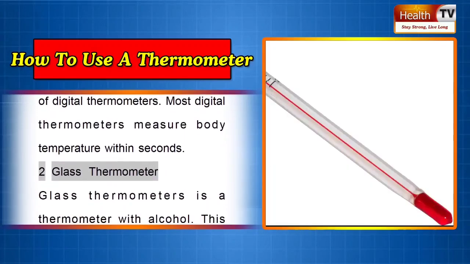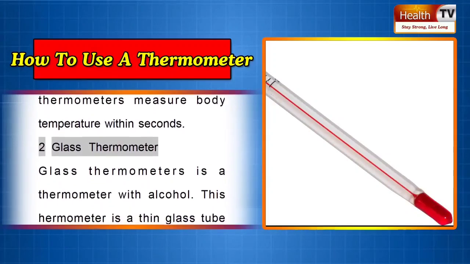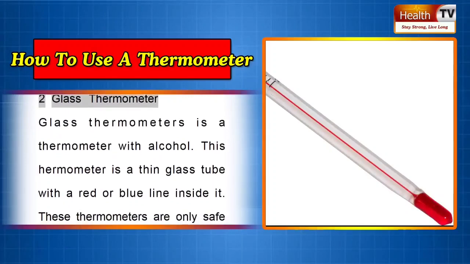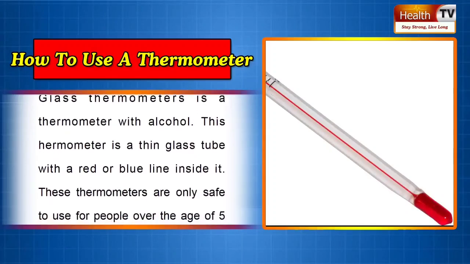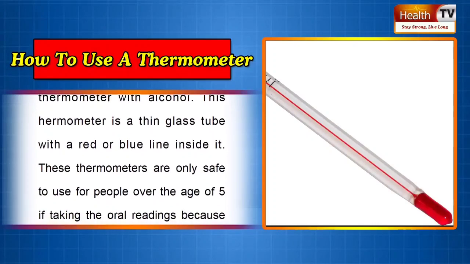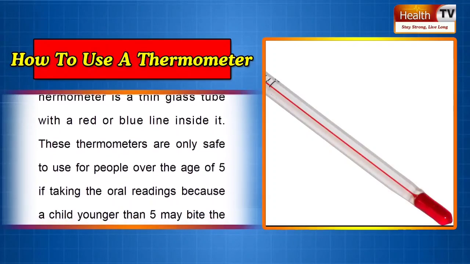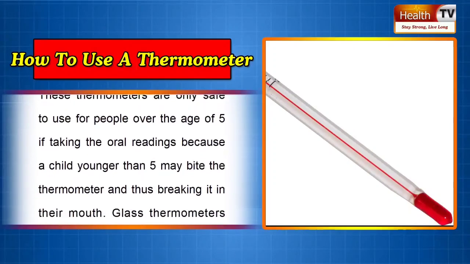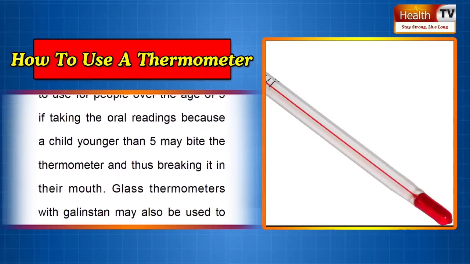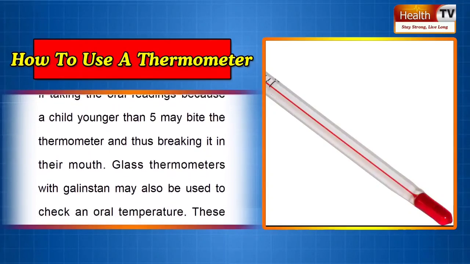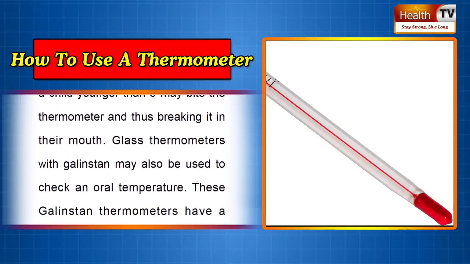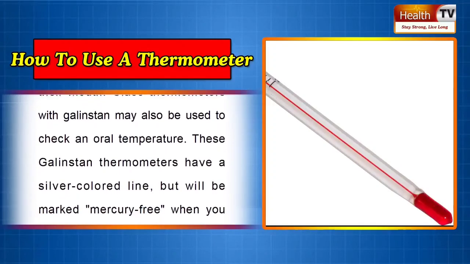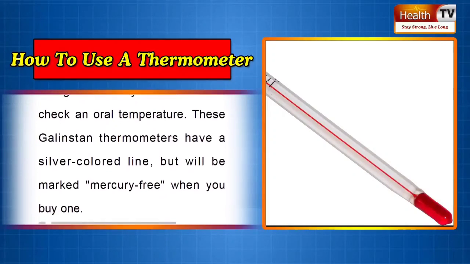2. Glass thermometer. A glass thermometer is a thermometer with alcohol. This thermometer is a thin glass tube with a red or blue line inside it. These thermometers are only safe to use for people over the age of 5 if taking oral readings, because a child younger than 5 may bite the thermometer, thus breaking it in their mouth. Glass thermometers with calibration may also be used to check an oral temperature. These thermometers have a silver-colored line, but will be marked mercury-free when you buy one.